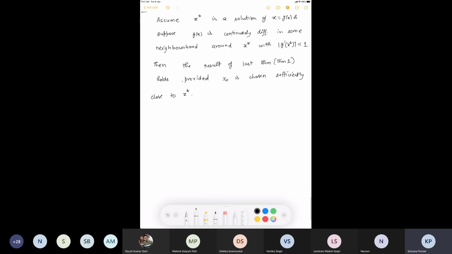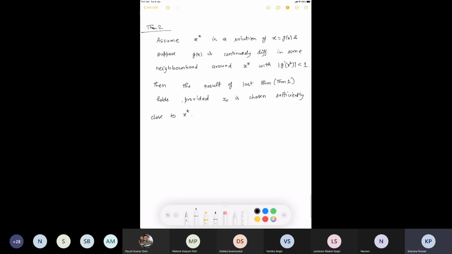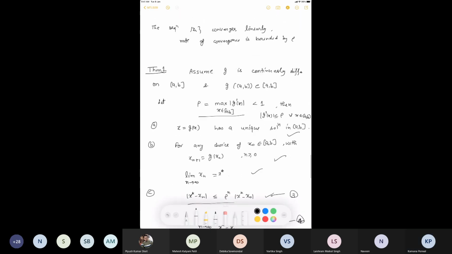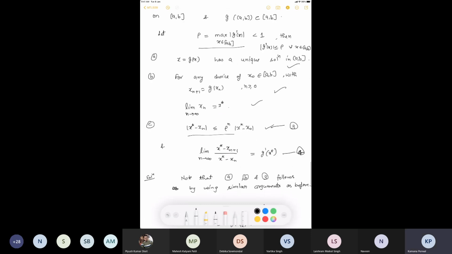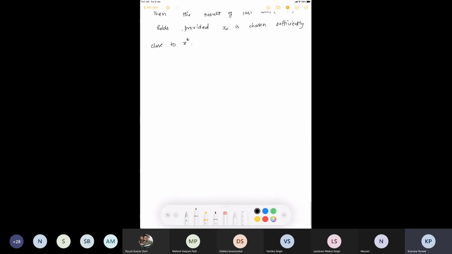So let's try to see what we have to do. If we try to really use the previous theorem, we have to bring the things down to that setting, right? So what are the requirements in this theorem? We have to have an interval [a, b] such that g takes the interval [a, b] to [a, b], and the maximum of the g prime over that interval is strictly less than 1. If these two conditions hold, then all these statements hold, right?